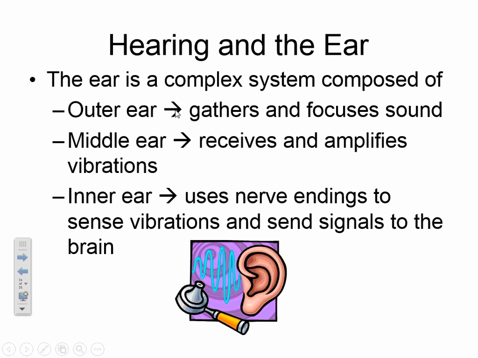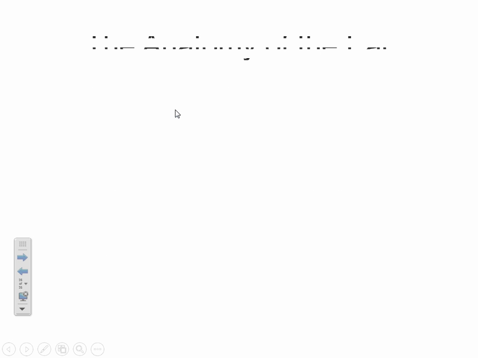What happens is you can damage those hairs or the nerve endings when you listen to sound too loud, and once those nerve endings are damaged, they will never grow back. So that's how people lose their hearing over time. And hence why you would need a hearing aid to help amplify the sound in the middle ear to make it louder, so you're more sensitive to those vibrations.